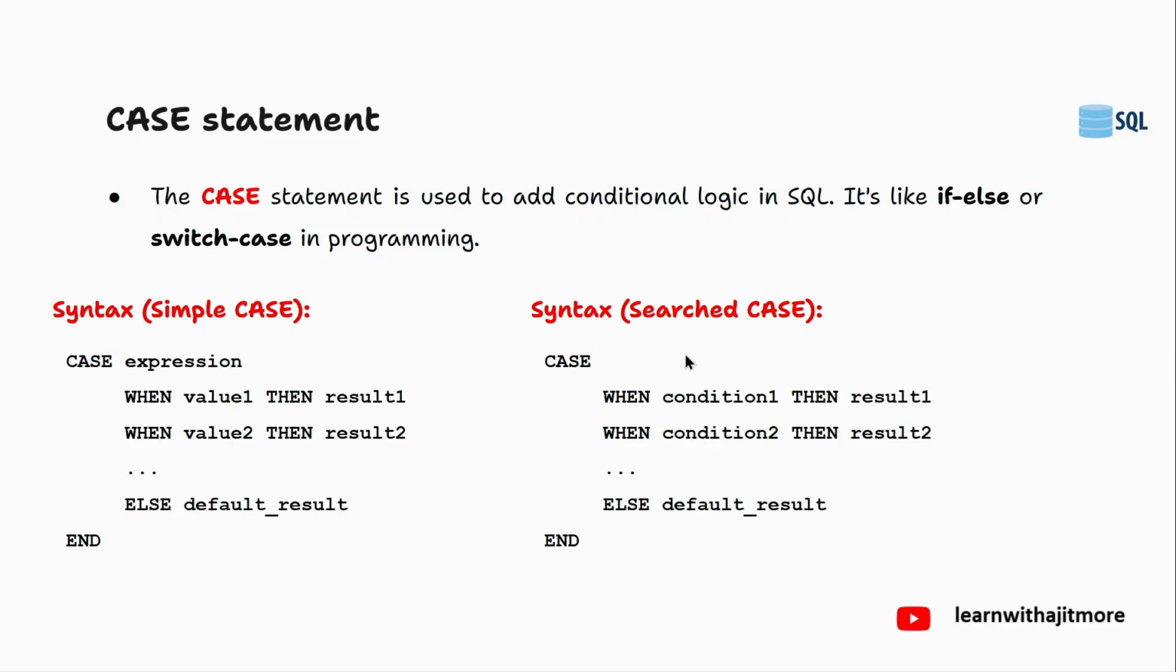In the second case, there is no need to pass an expression. Directly conditions you have to check. So case when condition one, then result one. When condition two, then result two. And if none of the conditions are true, then it will perform the default. Okay? I'll take both types of examples in such a way that we will use case in select also, we'll make use of case in update also, we'll make use of case in order by also. Okay, all possible examples I'll try to show you.